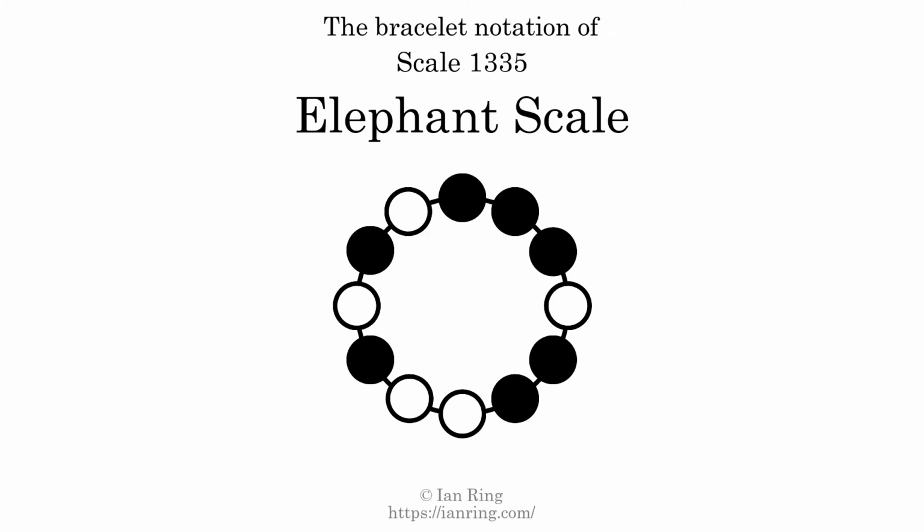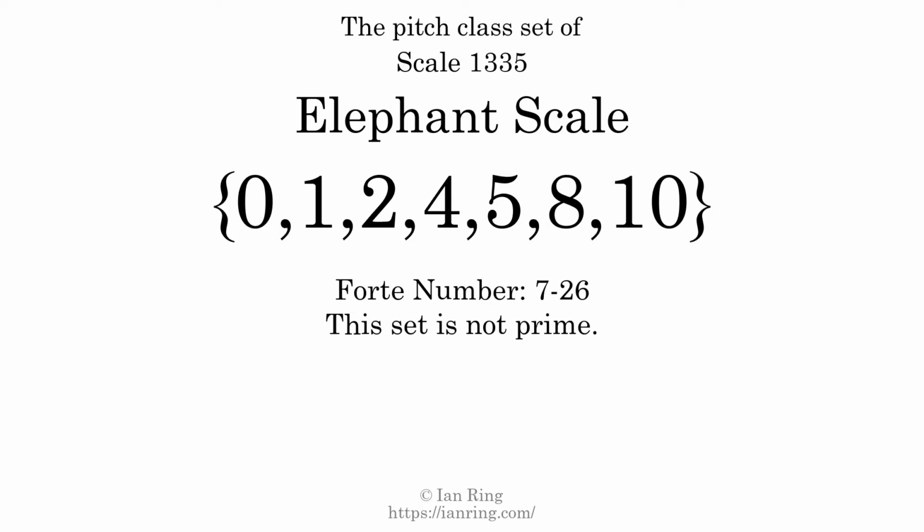This is a bracelet notation diagram of scale 1335. The shaded circles represent tones that appear in the scale, and they are read clockwise, starting at the top. The pitch class set for this scale is 0, 1, 2, 4, 5, 8, 10. The Forte class is 726. This set is not prime.